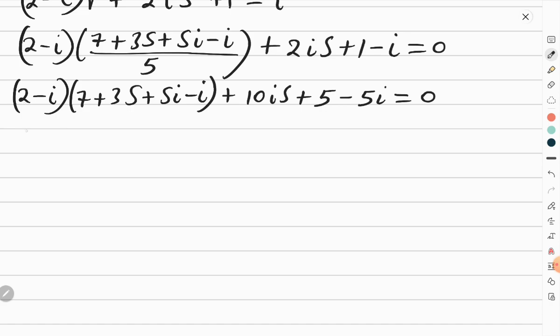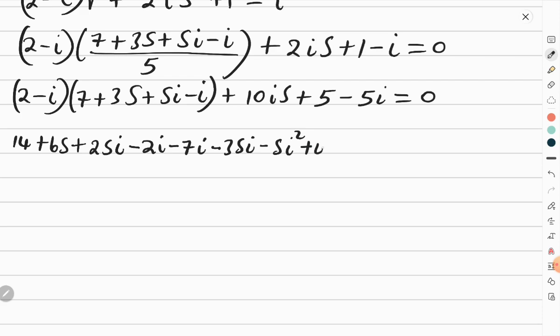So we have 2 times 7, that is 14. 2 times 3s, that is going to be plus 6s. Then 2 times si, that is going to be plus 2si. Then 2 times negative i, that is negative 2i. So we are done multiplying by 2. Let's multiply by i now throughout. So we have negative 7i. Then we have negative 3si. Then we have negative si squared. Then we have positive i squared. So we are done with i as well.